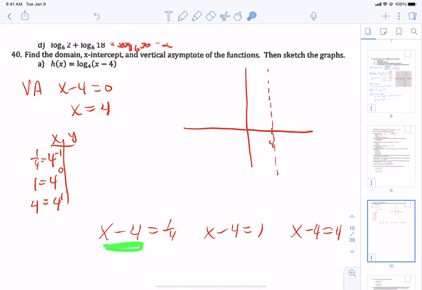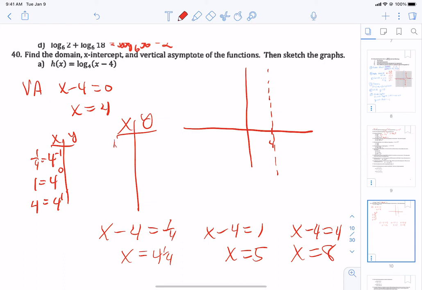So I need to know, where's that inside going to give me that? Very specific. If it was base 5, I would pick 5 to the -1, 5 to the 0, and 5 to the 1. If it's a natural log, I'm going to pick e to the -1, e to the 0, and e to the 1. So I'm going to be very specific. For all of these, you can notice to add 4 is how you solve them. And so this is going to be 4 1/4. This is going to be 5, and this is going to be 8. So the x's I have to pick for this one are 4 1/4, 5, and 8.